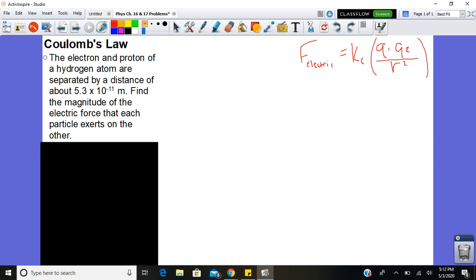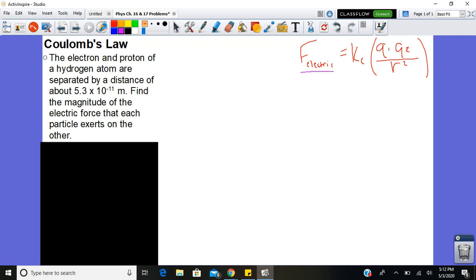So today we're going to work through a problem using Coulomb's law. And I already wrote down the equation for Coulomb's law. So we have F electric equals Kc times Q1 times Q2 divided by R squared. And this equation is on page 564 in your book, so you should have this written down somewhere.